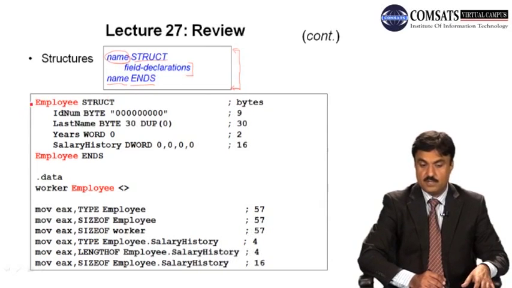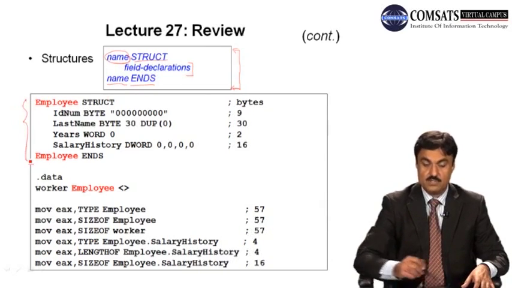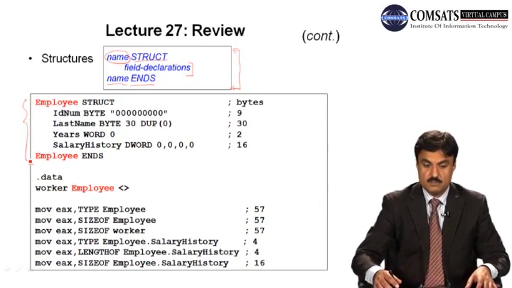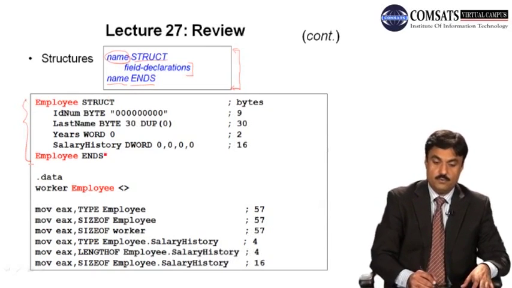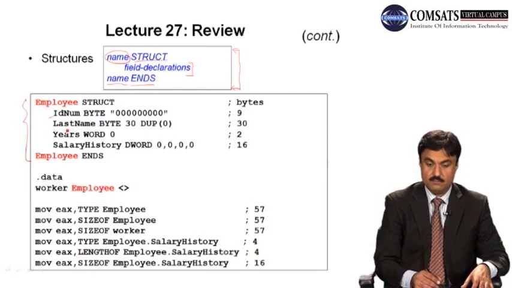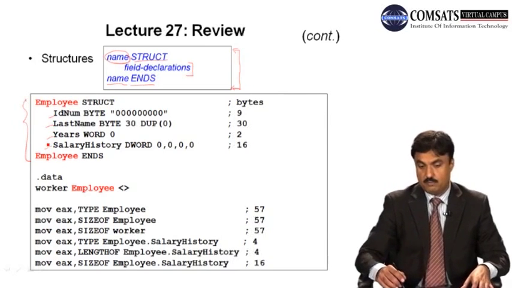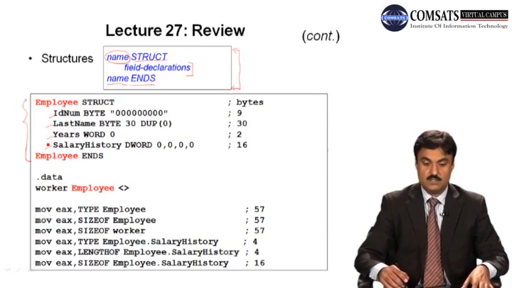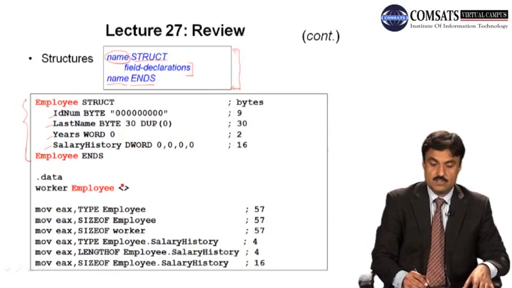Here is one example. You can see we have defined one structure. The name of this structure is employee, and there are four fields that we declared here. ID number, which is of type byte, and there are 9 bytes inside this field. Then we have last name, which is a byte, and 30 bytes. Then years, and then the salary history. These are the four members or fields inside this structure. How we can declare structures and assign values.